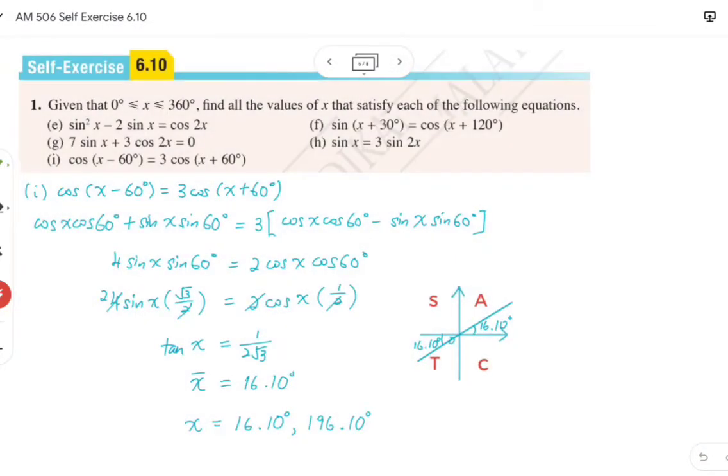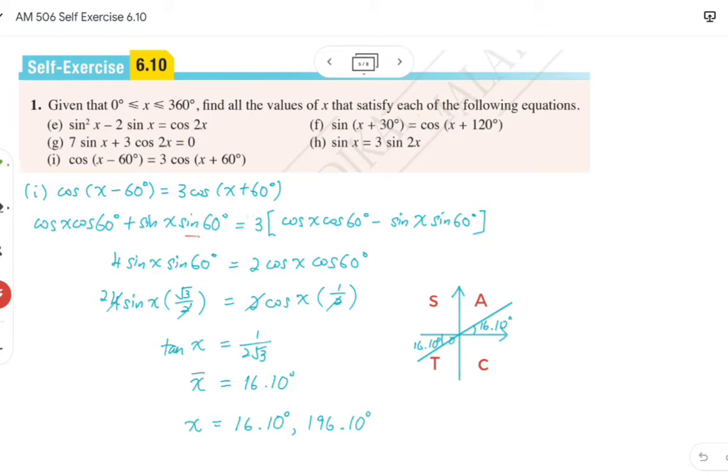I. Cosine x minus 60 degree equals to 3 times of cosine x plus 60 degree. These two angles are different, alright? Therefore, we need to expand them with addition formulae. So, cosine x minus 60 degree will be cosine x cosine 60 plus sine x sine 60. And then 3 times of cosine x plus 60 degree. Cosine x cosine 60 degree minus sine x sine 60 degree. And then simplify the equation. Alright? So we will get 4 times of sine x sine 60 degree.